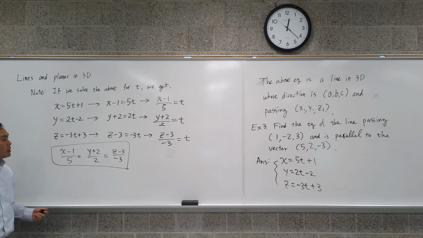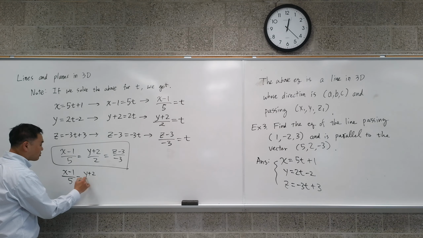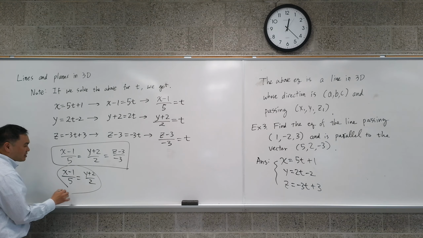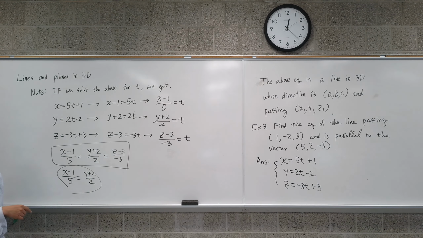Okay, so now we have to convince ourselves that this is also a line equation. Why is that? Well, you have (x minus 1) over 5 equals (y plus 2) over 2. What is that? If you just had this, what do you get in 3D?